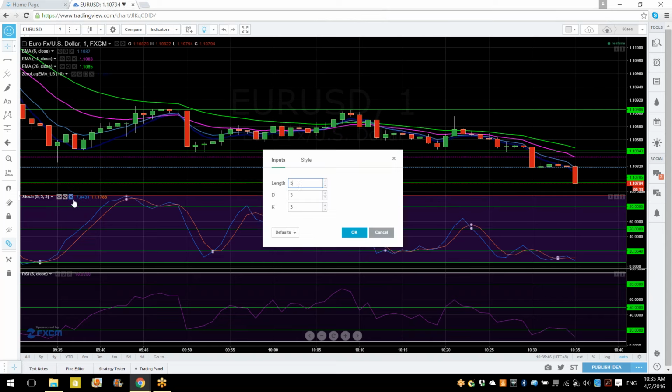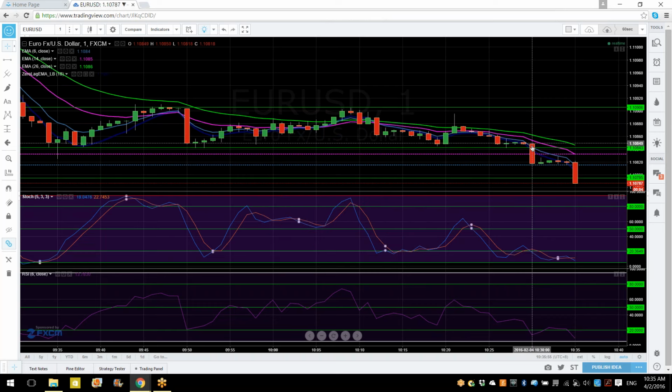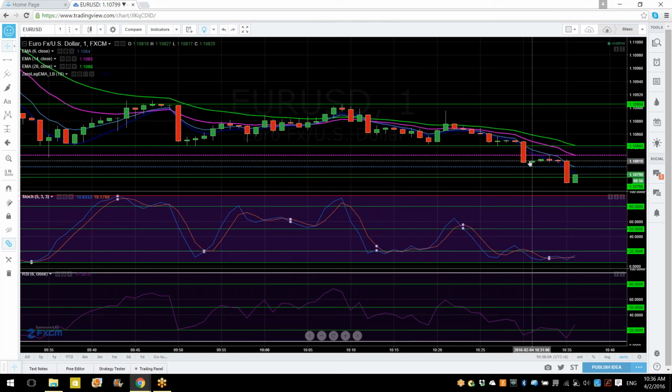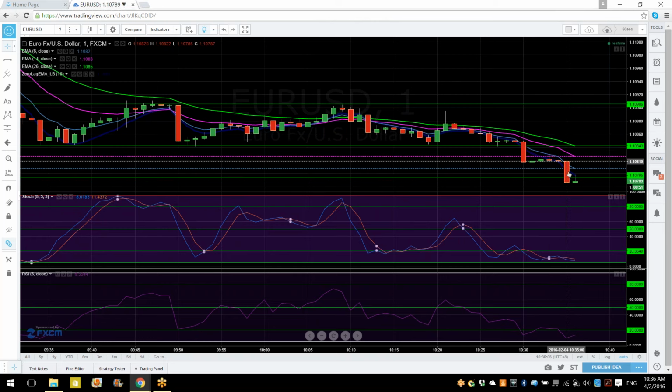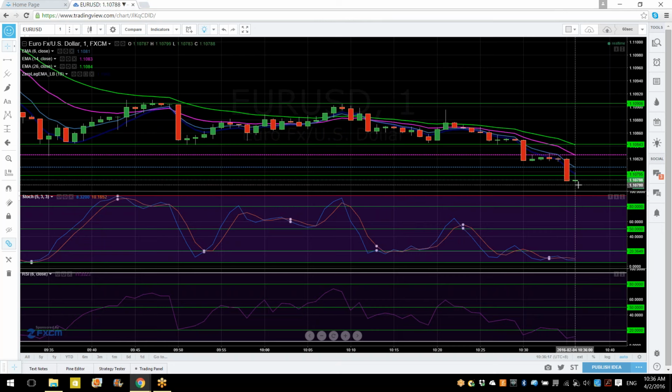It's just the 533. The length is 5, the D is 3, and the K is 3. See, because the breakout happened with a solid candle, that's why it kept on going down. So you've got to be very careful. Then it touched another support, and that support was broken with a solid candle. Then it pumped back up, and the sellers are really gaining force in this one.